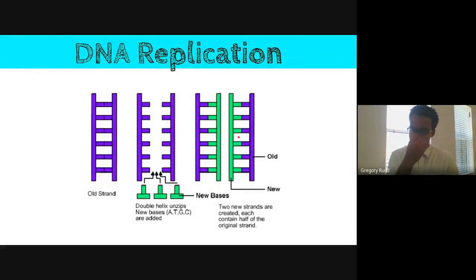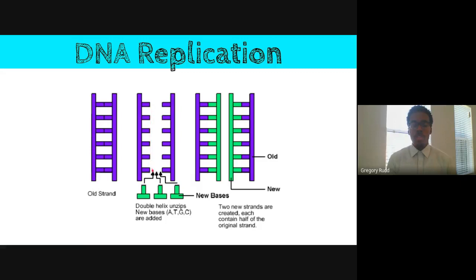Okay, so here's what the process looks like in simplified format. Again, DNA really looks like a ladder. We've got two backbones. In the middle, there are nitrogen bases that are connected by hydrogen bonds. We start off with these being connected. Then helicase comes in and separates them.